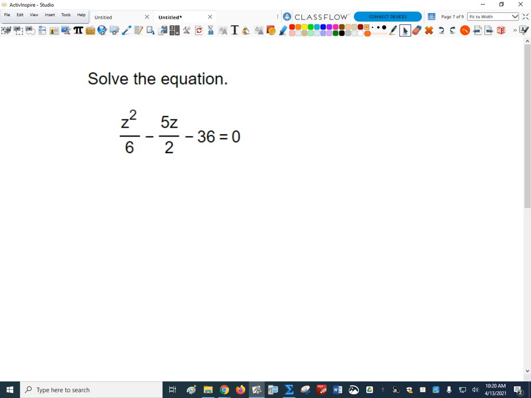This is the same thing. z squared over 6 is the same thing as 1/6 times z squared, right? I could, if I wanted to, rewrite this as 1/6 z squared minus 5 halves z minus 36 equals 0. Those are not very convenient coefficients to factor, are they? Right? So we don't want to do that.